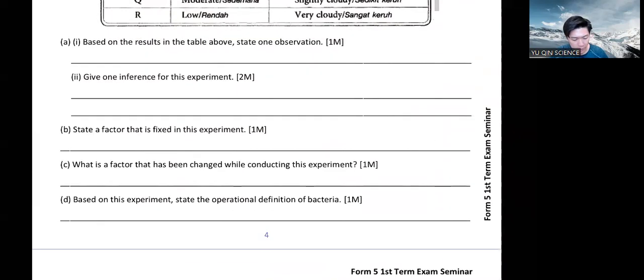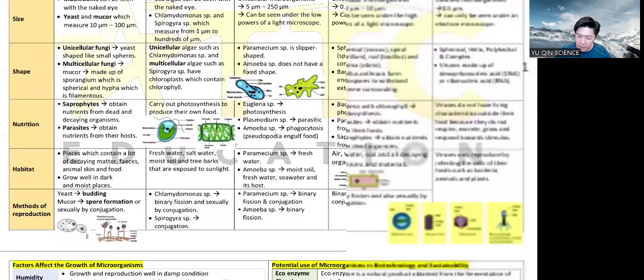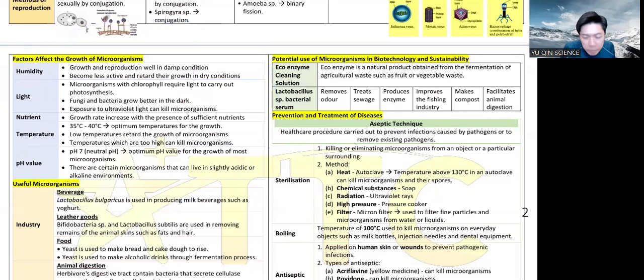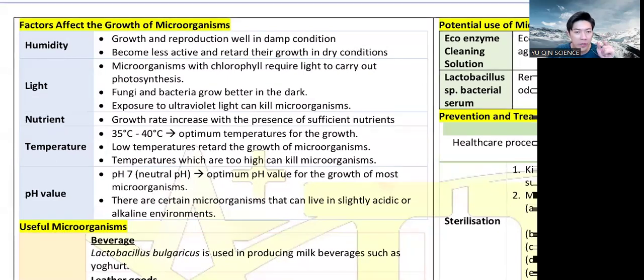Okay. So the next one after this, we have the famous factors that affect the growth of microorganisms. This will be your first experiment in your chapter 1. Remember, you have all your experiments in question 11. You need to answer the experiment steps and whatnot. So this is the first experiment, which is the factors that affect microorganisms.